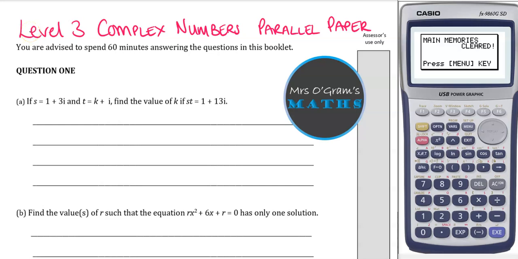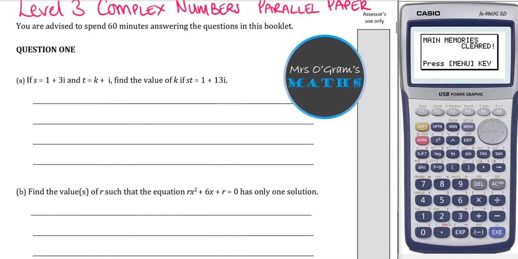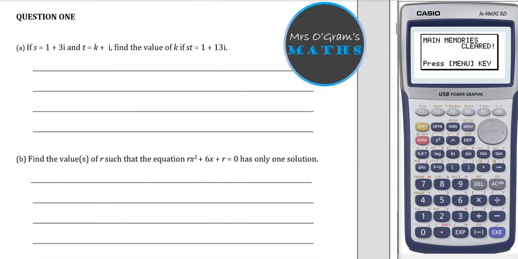Ogram's Maths. Today we are going through some worked solutions to a Level 3 Algebra and Complex Numbers parallel paper. So this is a paper that was written to be like the Level 3 external for this standard, but it's not an actual past paper, it's just one that was written to be similar. Okay, so set up in the same way, the same sort of marking applies to it.